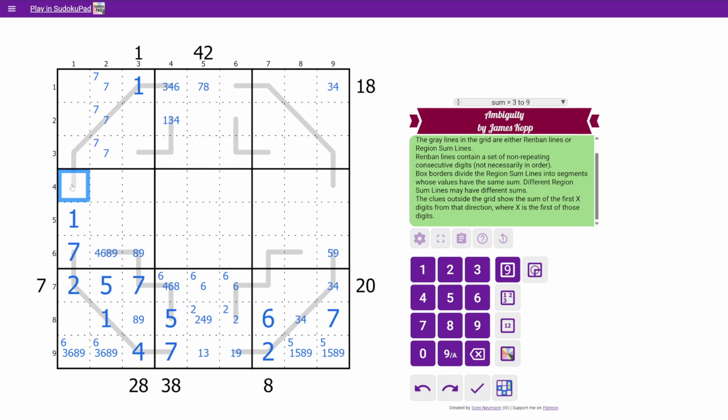What goes here? This is only 3, 4, 6. Is that interesting to me? If this was a region sum, this would have to be a 6. This would have to be a 1, 2, 3. This would have to be the 2. This would have to be the 3. The 3 would go there. 3 would go here. This would be a 1. The 1 would be up here.